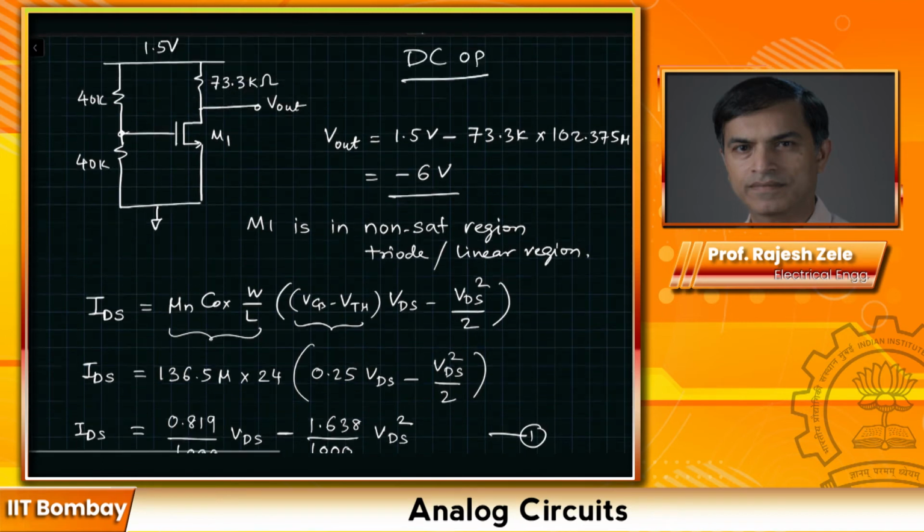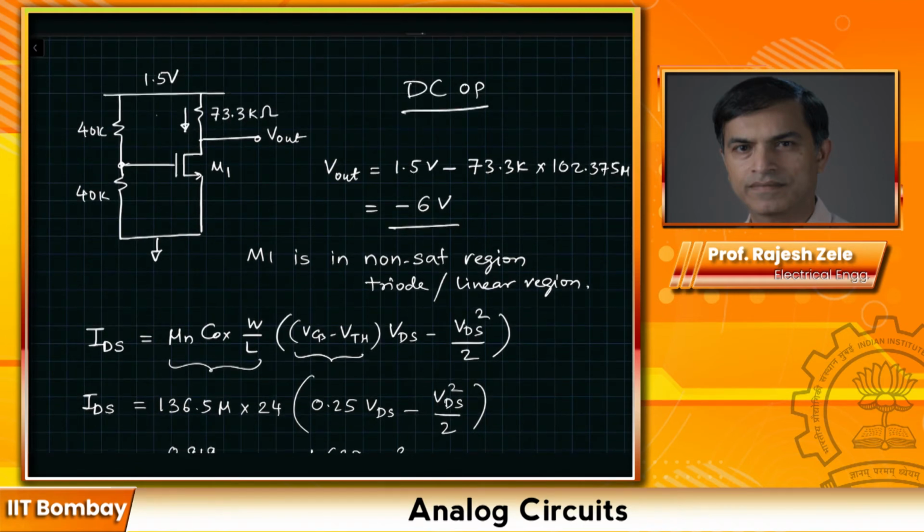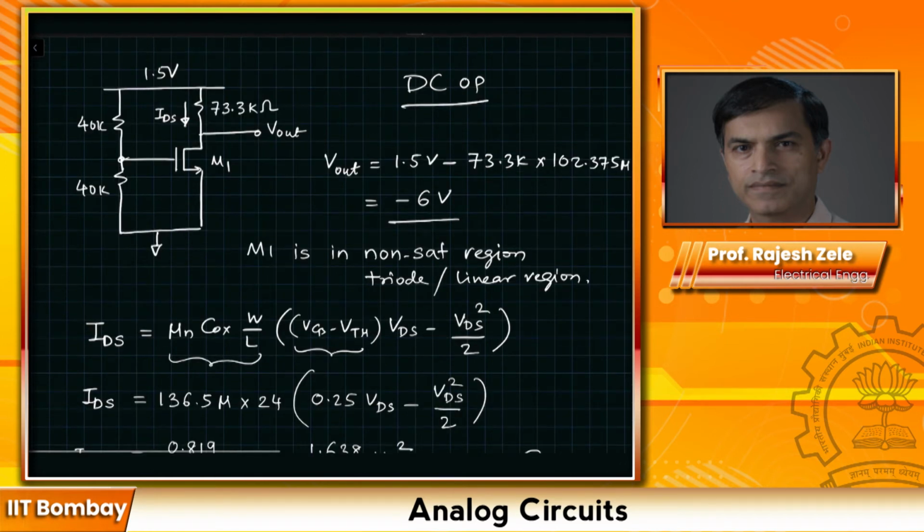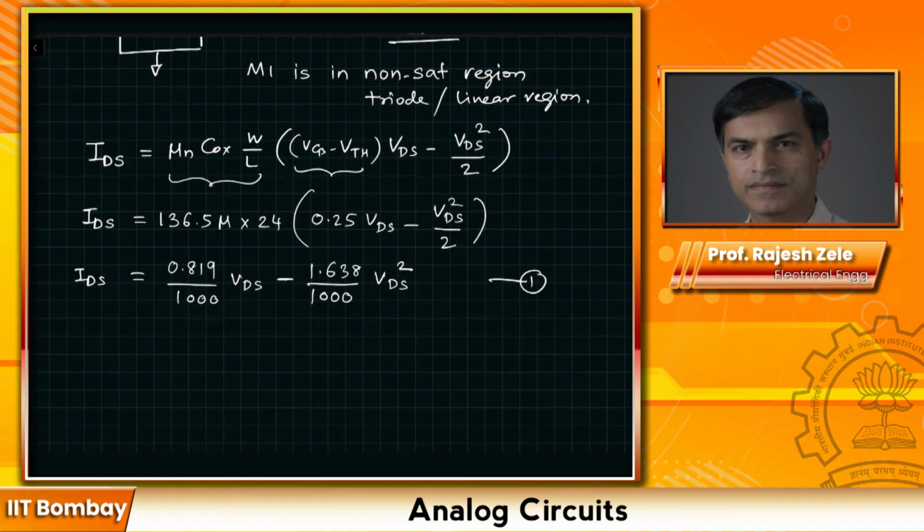The second equation we have is the current flowing here is IDS and output voltage Vout is VDS. In this particular case, we don't know what IDS is and we don't know what VDS is. So we're trying to figure out both the values. So the first equation, we got it assuming non-saturation region operation. The second equation we are going to figure out using Kirchhoff's voltage law. So the second equation is going to be output voltage VDS is equal to supply voltage minus IR drop, which would be 73.3K times IDS.